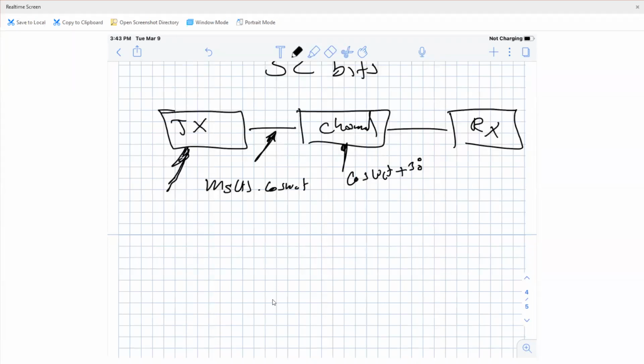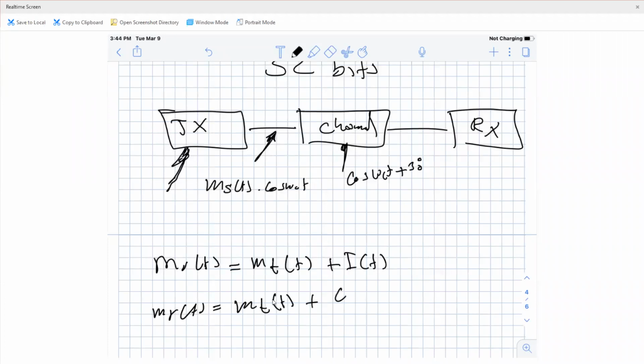Now, after the channel, I mean the received signal, MR of T, will be the following: M transmitted of T plus I of T. So the interference will be given. Now, M received of T will be MT of T plus cosine omega CT plus 30 degree. This will be the received signal.